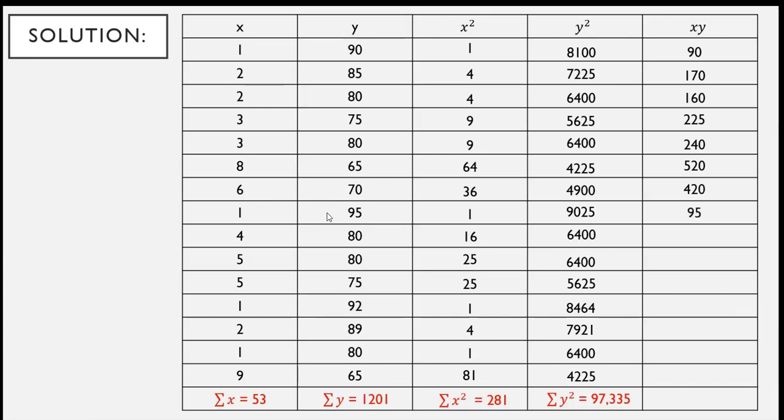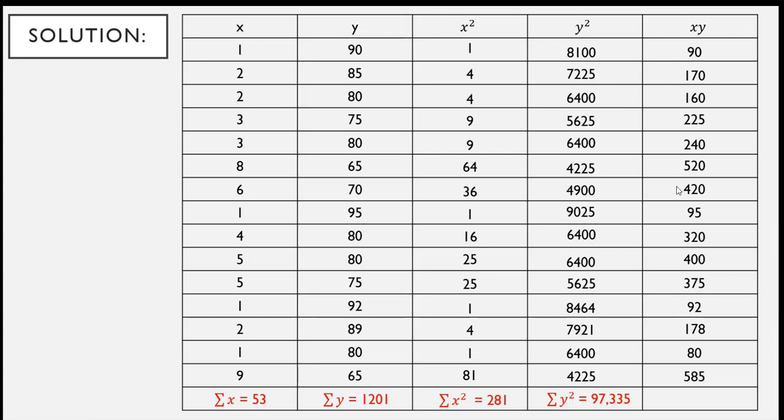1 times 95 is 95. 4 times 80 is 320. 5 times 80 is 400. 5 times 75 is 375. 1 times 92 is 92. 2 times 89 is 178. 1 times 80 is 80. And 9 times 65 is 585.